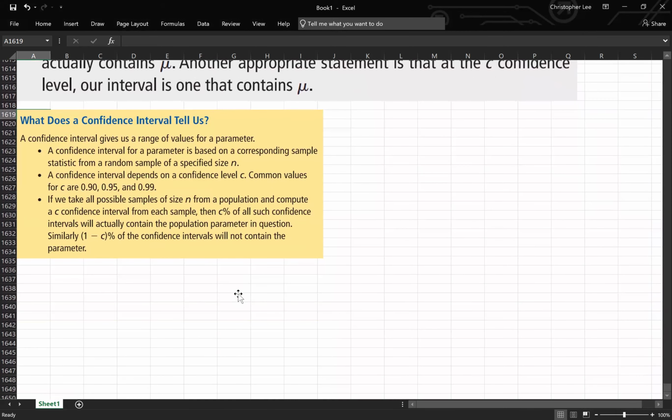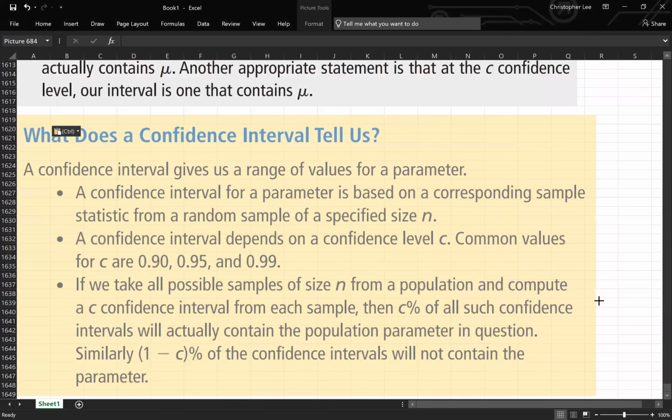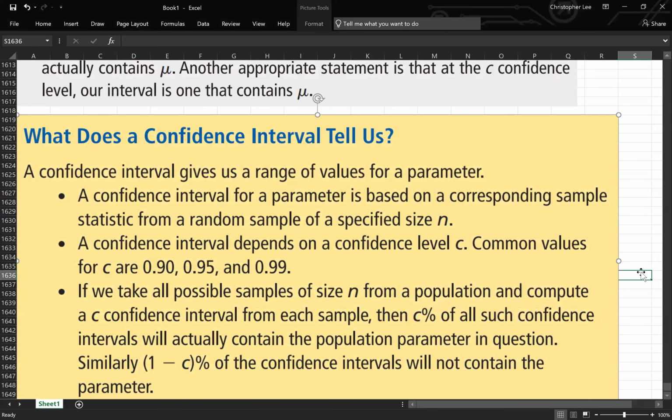So let's talk about this. What does a confidence interval actually tell us? A confidence interval gives us a range of values for a parameter. A confidence interval for a parameter is based on a corresponding sample statistic from a random sample of a specified size n. A confidence interval depends on a confidence level C. Common values for C are 0.90, 0.95, and 0.99.